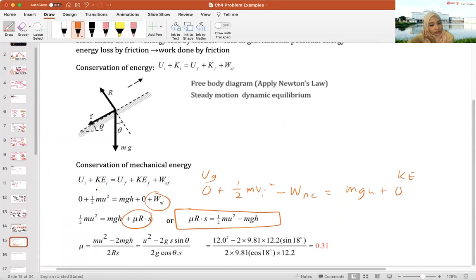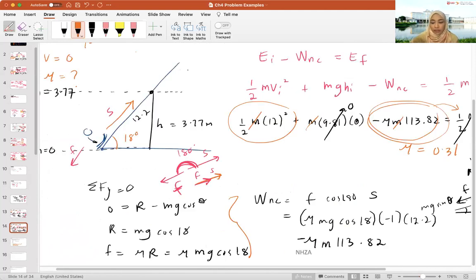Tengok kat sini. This is initial and this is final. So dia put, this is mu R times S. This is our WNC. Kat sini you can see that they put a positive sign. Walaupun kita solve tadi, kita dapat negatif. You have to make it positive. Negatif ni untuk initial side sahaja.